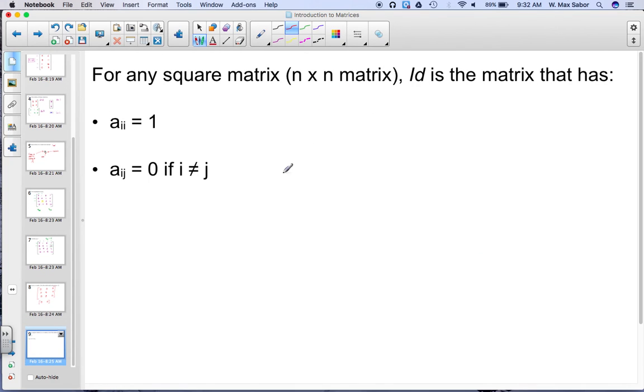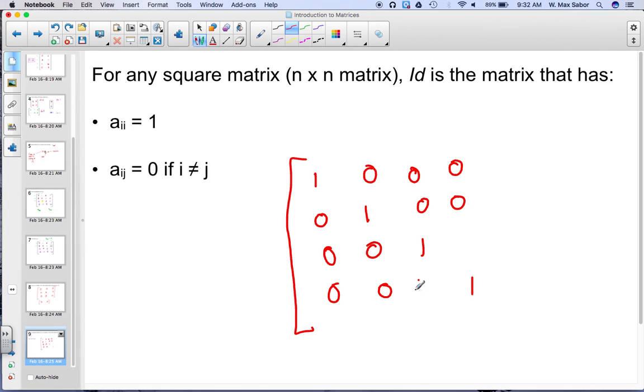And the identity matrix is one that has 1s across the diagonal and 0s everywhere else. So this is an example of the identity matrix.